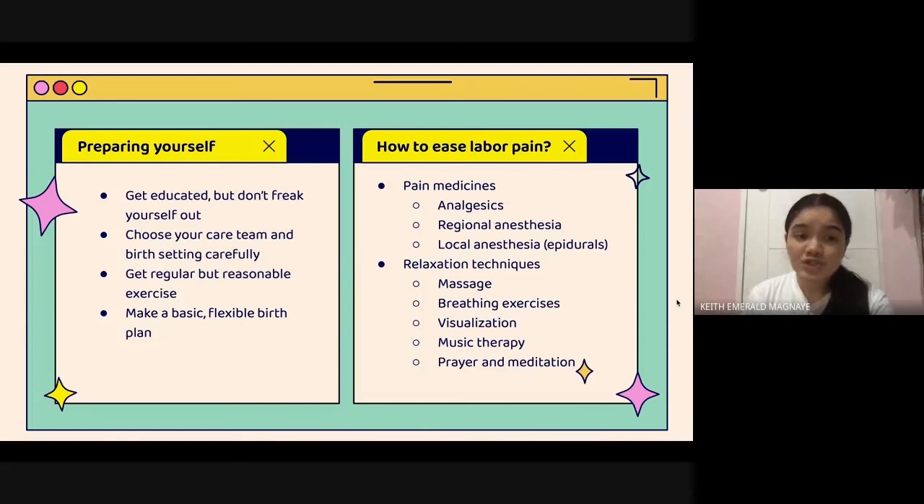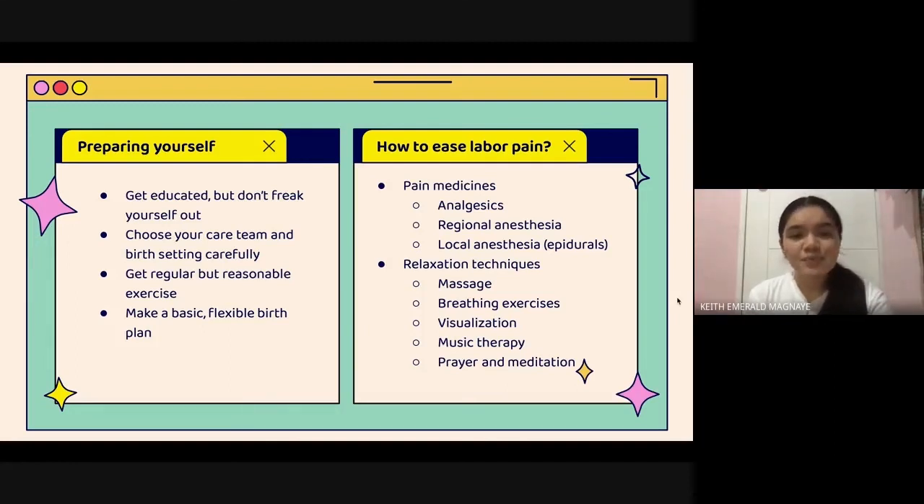You can also try music therapy. Make a playlist of songs that make you feel good and play during labor. So, pwede naman po kayong magdala ng phone. Music can help distract you from the pain or help you with your breathing. Pwede po siyang mag-act as a guide po para mag-breathe kayo ng maayos.